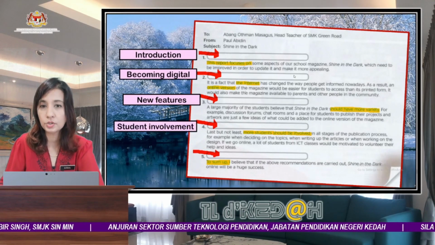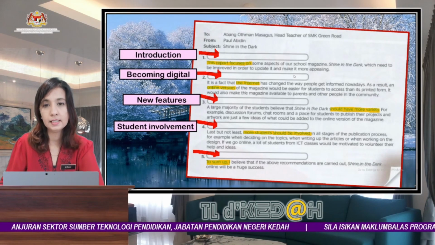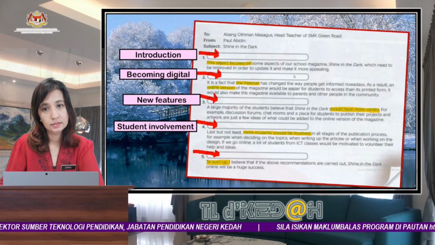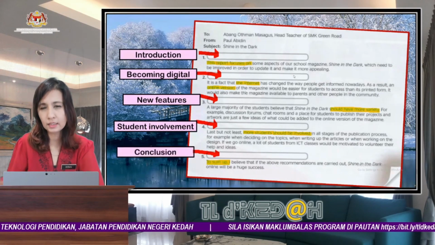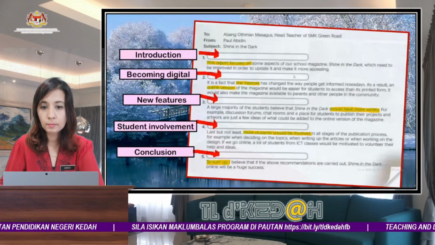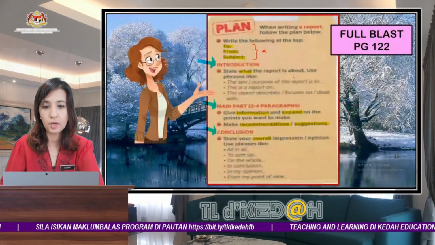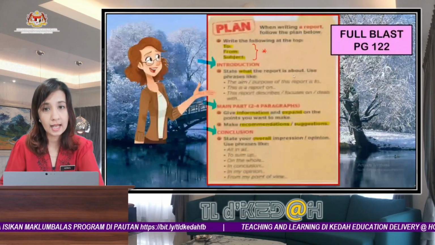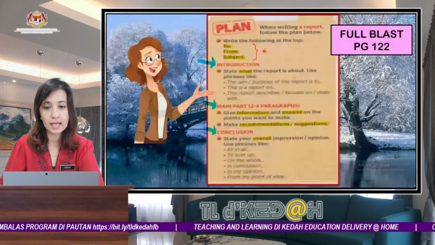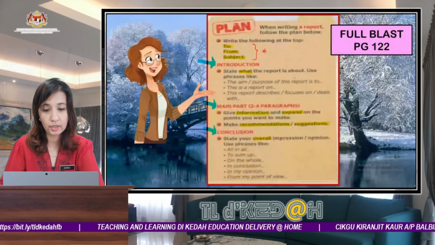So this one is on student involvement. And the last one to sum up is the conclusion. Okay, so this is just an activity in the textbook. So in full class, they also gave you tips on how to plan. So you have to choose the prompt, the subject, how to start as an introduction. You can start with the aim of this report or the purpose of this report.